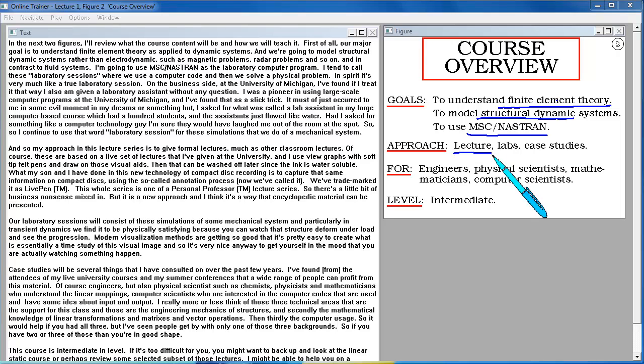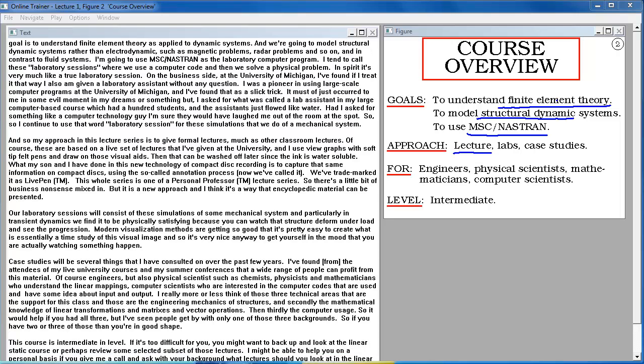What my son and I have done in this new technology of compact disc recording is to capture that same information on compact discs using the so-called annotation process. Now we've trademarked it as Live Pen, and this whole series is one of a personal professor lecture series. So there's a little bit of business nonsense mixed in. But it is a new approach, and I think it's the way that encyclopedic material can be presented.